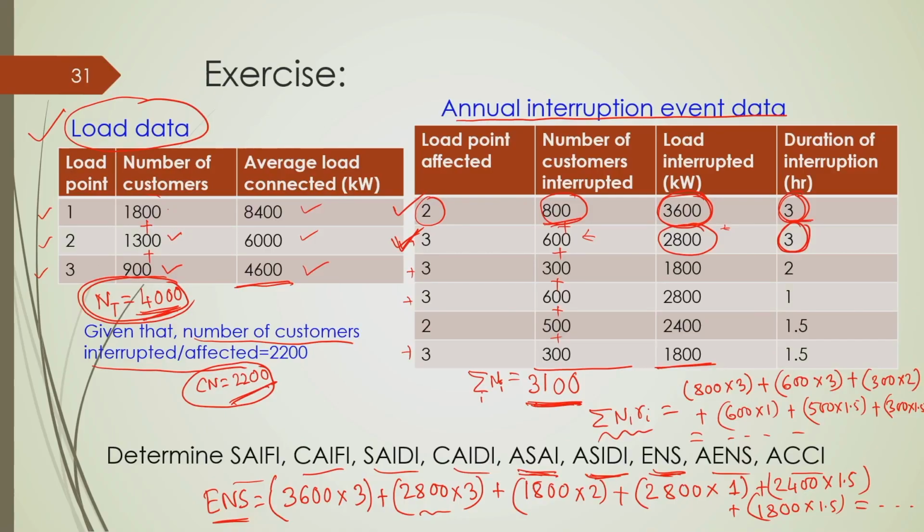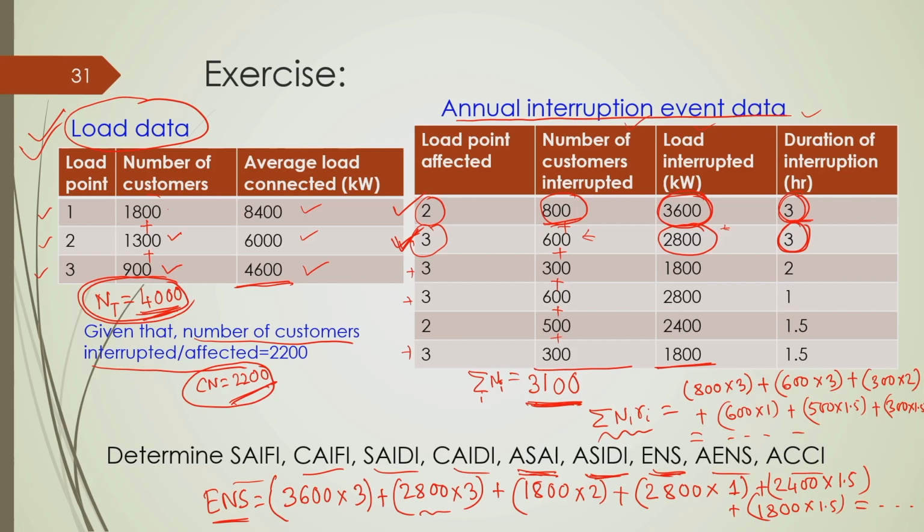In fact, if I go back and show you, this load data is anyway known to us, but this annual interruption event data we need to tabulate. It corresponds to different load points and different types of fault events at any particular load point, and correspondingly how many customers were affected, how much load was interrupted, and what was the duration of the event. Particularly these three important data we require in order to compute all these indices.